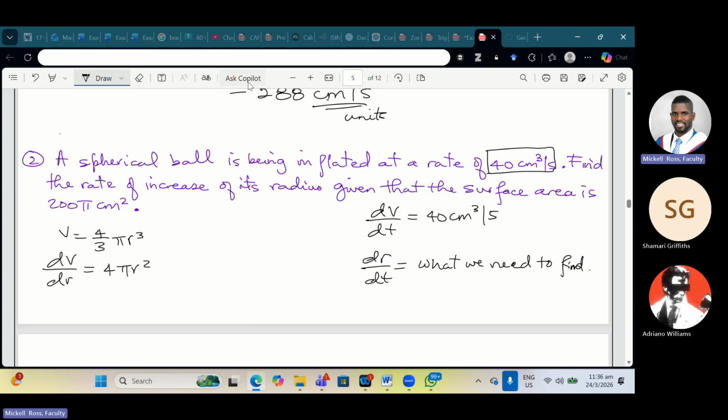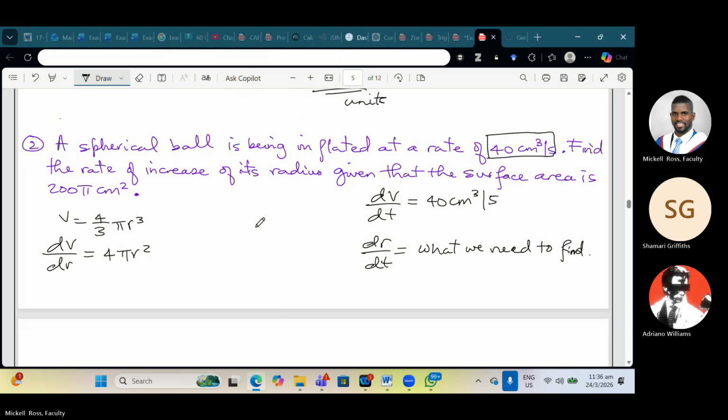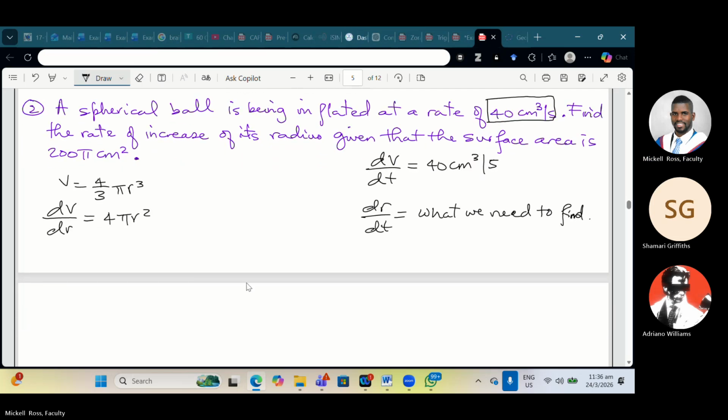Here's what we know. If we take the change in the volume with respect to time, it's going to be equal to the change in the volume with respect to the radius times the change in the radius with respect to time.